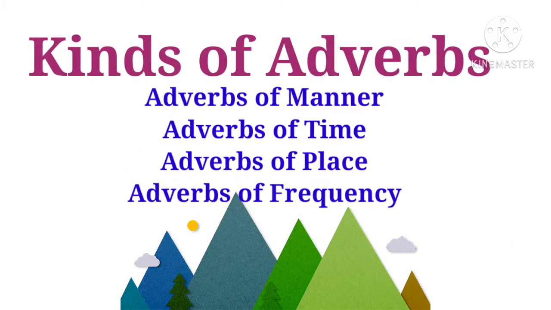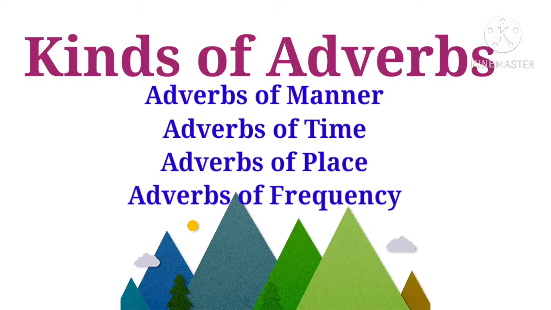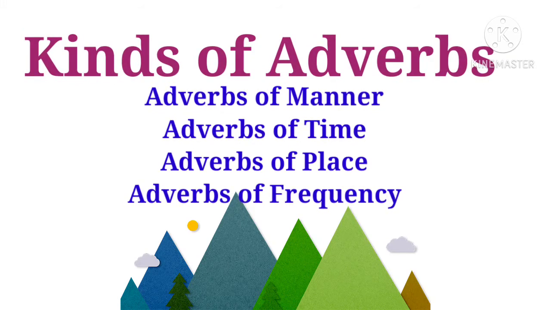Adverbs of manner, adverbs of time, adverbs of place, and adverbs of frequency. So in this chapter, we are having these 4 kinds of adverbs. We will study about these adverbs one by one. So how many kinds of adverbs are there? 4. Yes, we are having 4 kinds of adverbs. Let us discuss each kind one by one.